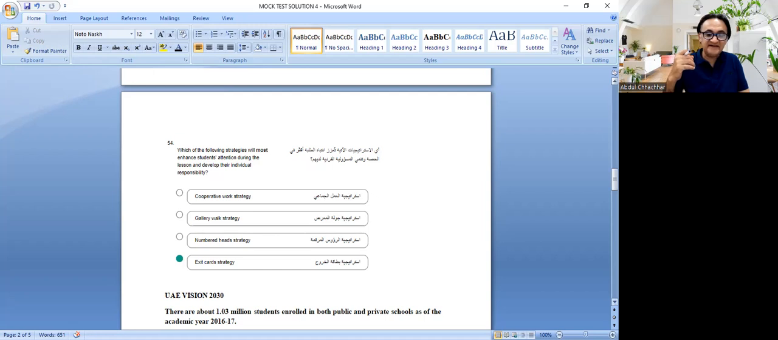And numbered heads strategy, it's not about the number heads. It's an exit card, where everyone has to take responsibility and summarize the information, whatever they have learned during the lesson. So this is the exit card.